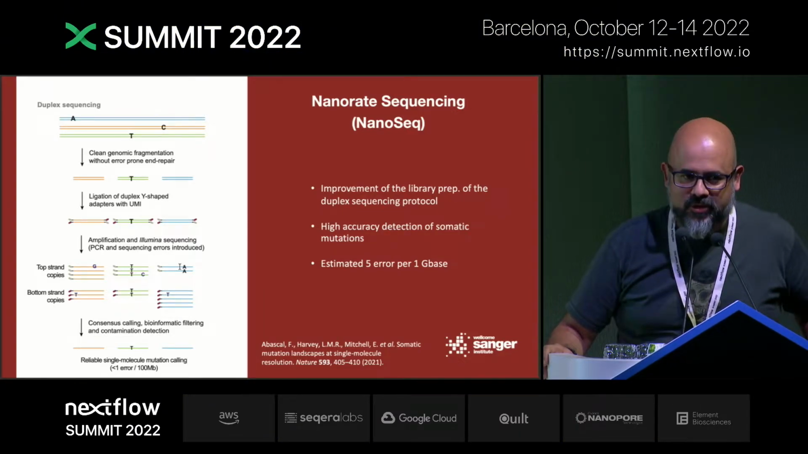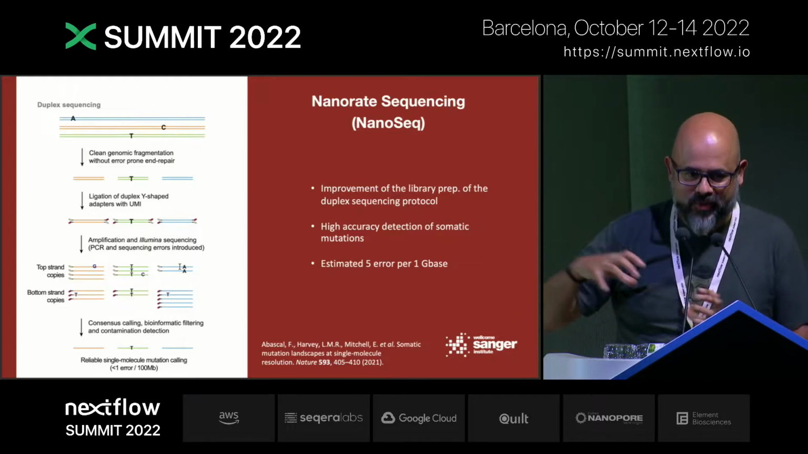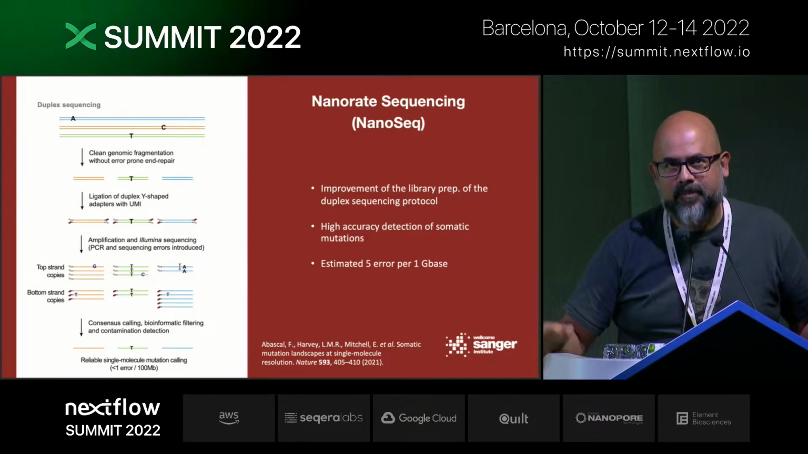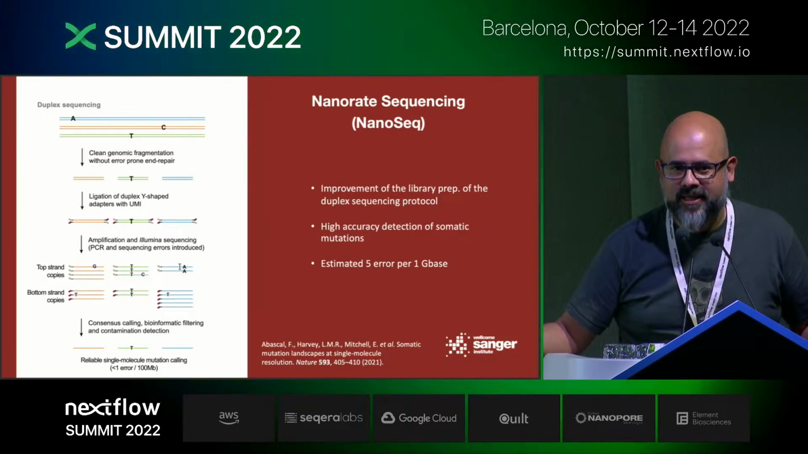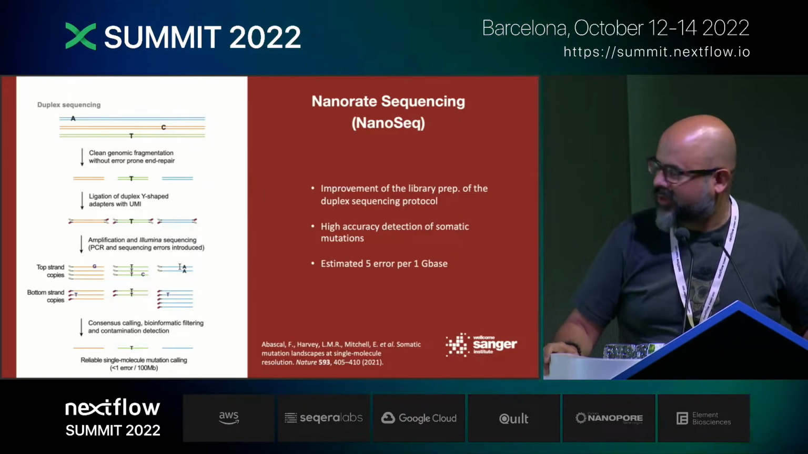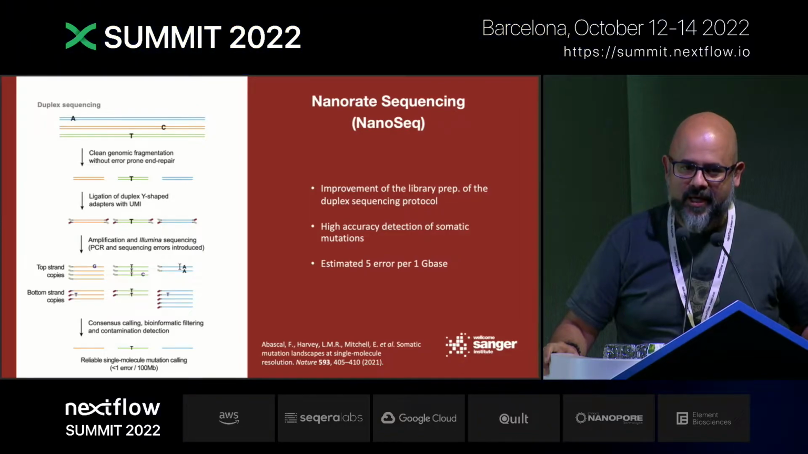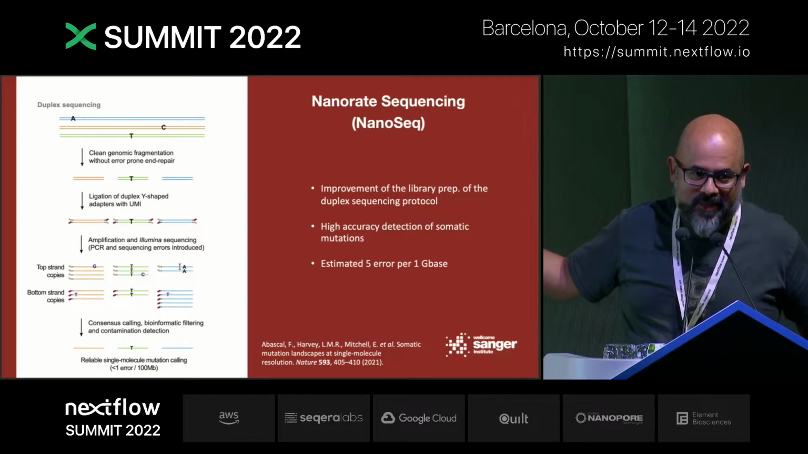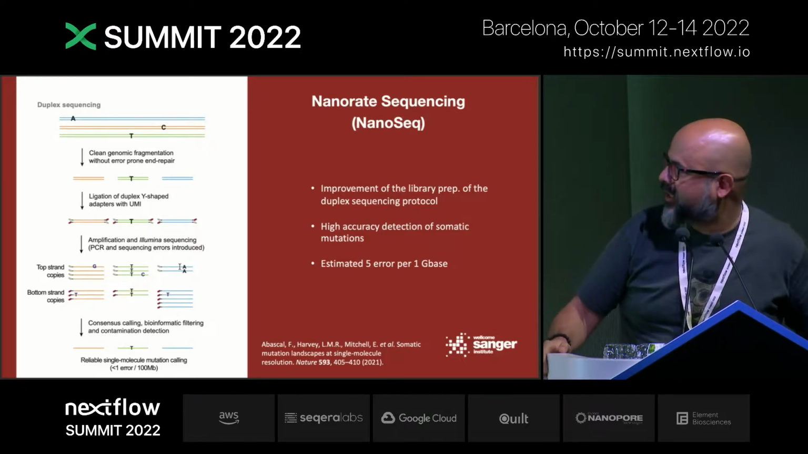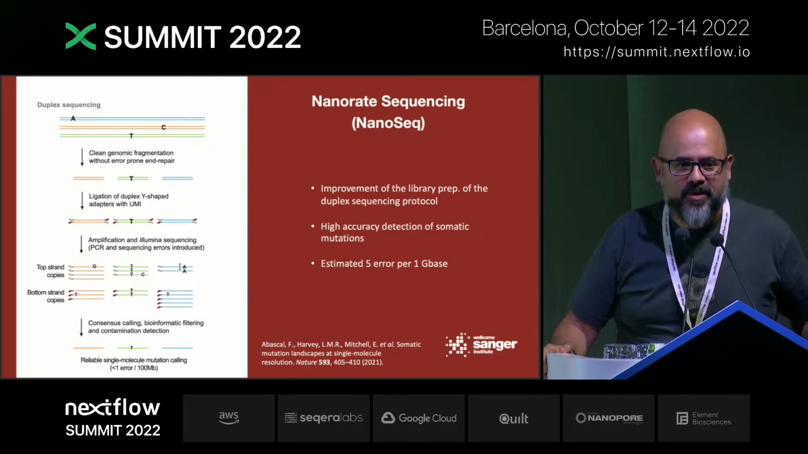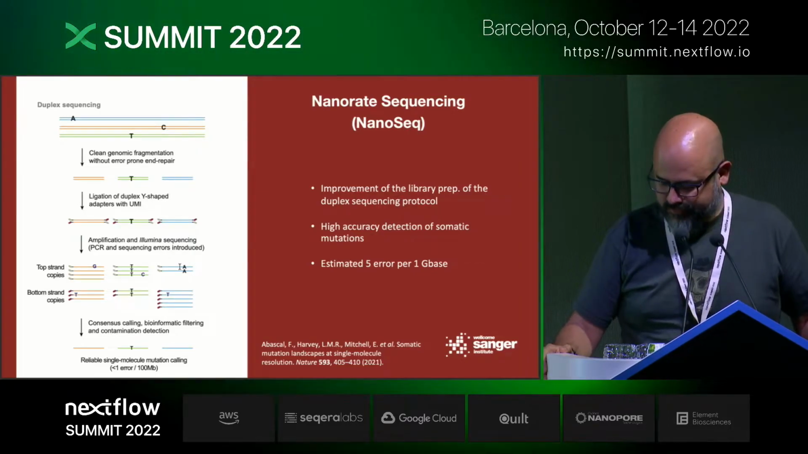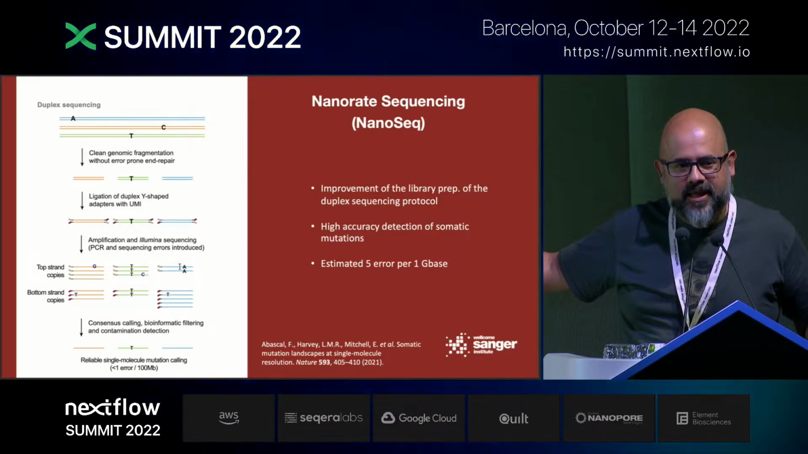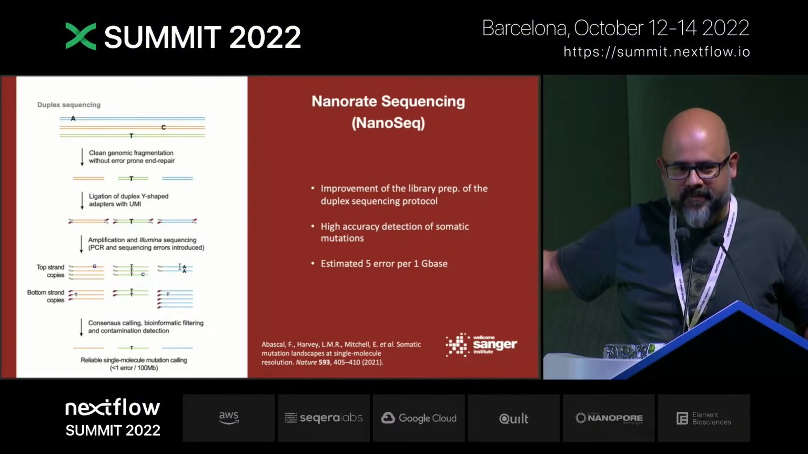Those unique molecular identifiers are then grouped together, and that allows you to get rid of PCR artifacts and sequencing errors. So it allows you to tell with very high precision the presence of somatic mutations. They estimate about 5 errors per gigabase of sequence. And this technique has been developed in the lab of Martincorena.